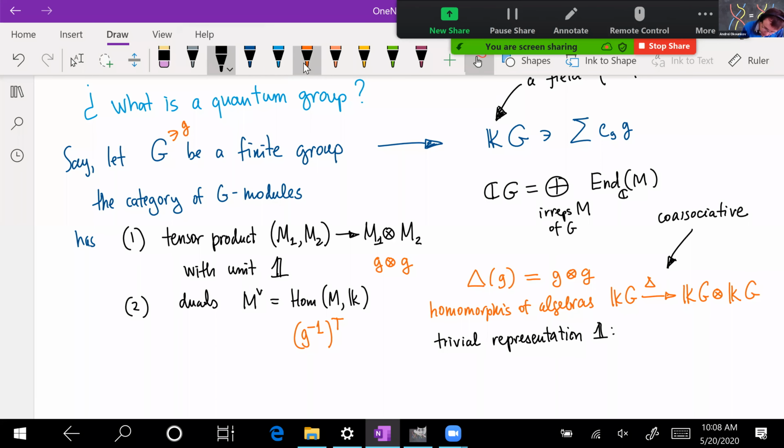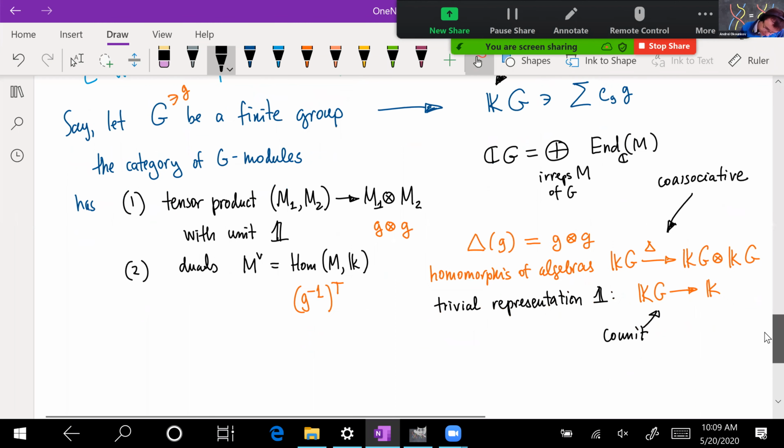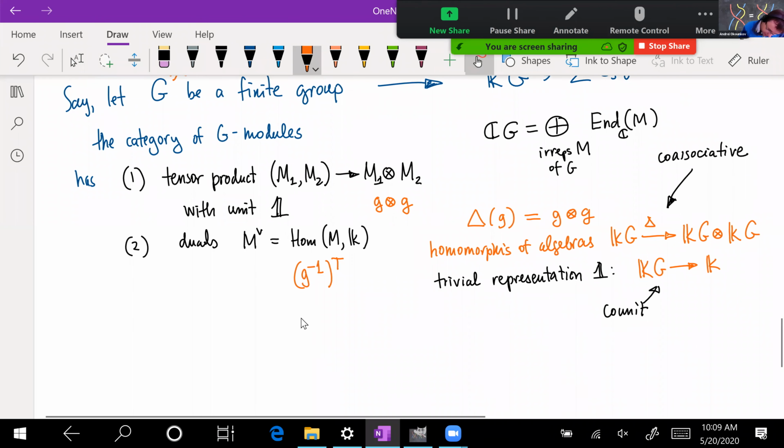Means you have a map from your algebra to just the field itself, and it plays the role dual to the unit. This is called co-unit. We had an algebra with unit, and unit means a map from the field to your algebra. But this plays the opposite role. And then inverse is an antipode. This object here is called antipode.